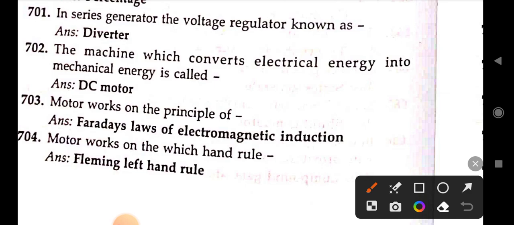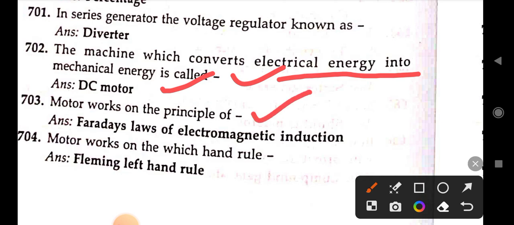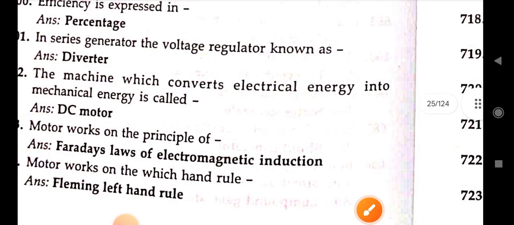The machine which converts electrical energy into mechanical energy is called DC motor. Motor works on the principle of Faraday law of electromagnetic induction. Motor works on which hand rule? Fleming left hand rule.